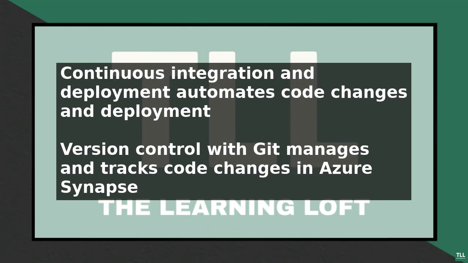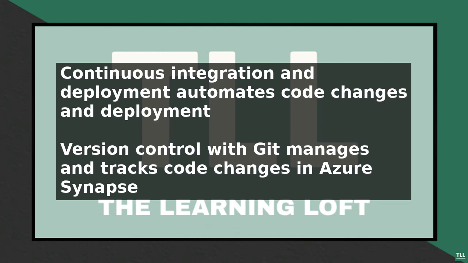Another essential practice is version control. Version control allows you to manage and track changes to your code. In Azure Synapse, you can use Git to manage your code and track changes. This enables you to collaborate with other team members and maintain a record of all changes.